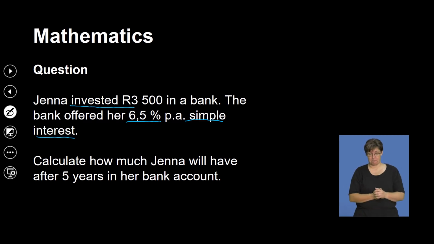Now, what they want us to do is calculate how much Jenna will have after 5 years in her bank account. Now, remember, guys, simple interest is all about having a common value that is being added each and every year. So one way of doing this can be to find out what is the interest for 1 year and then multiply that interest by the number of years and add it to the initial amount. That's one way of doing it. Remember, before we looked at the formulas, that's how we were doing it.